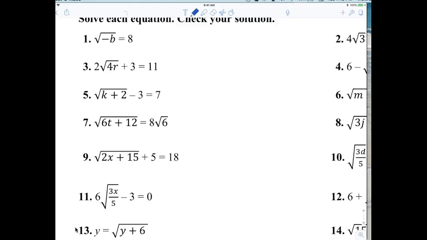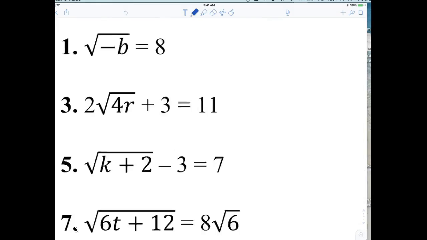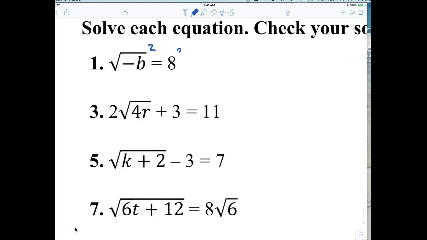All right. So how do you undo a square root? How do you undo a square root is the question. And what would that be? Somebody said something good. Square both sides. Now, why do we square both sides? Because a square and a square root do what to each other? They cancel each other out. So we have here negative b equals 64. So b must have been what? B must have been negative 64.